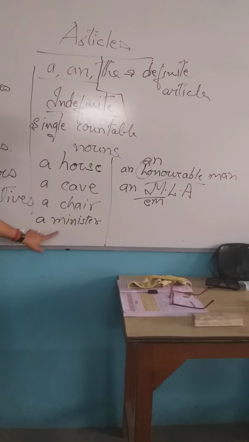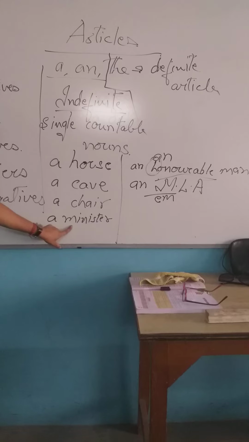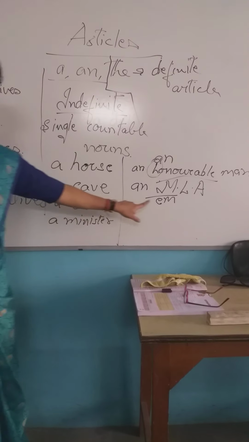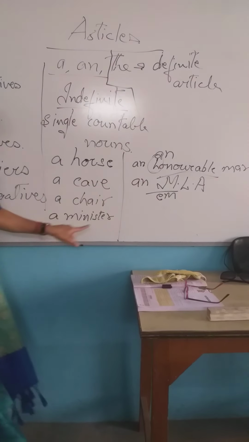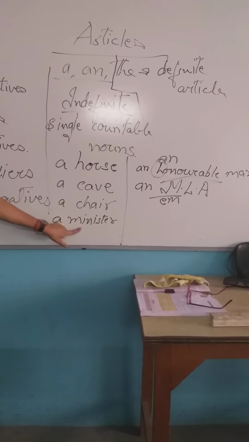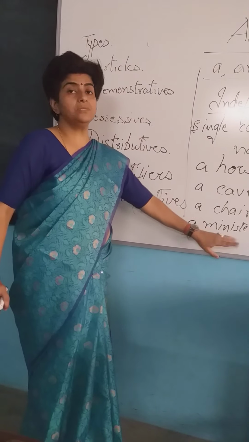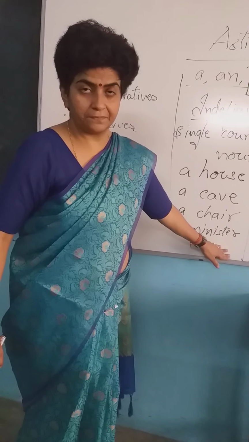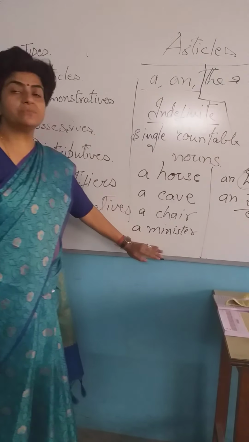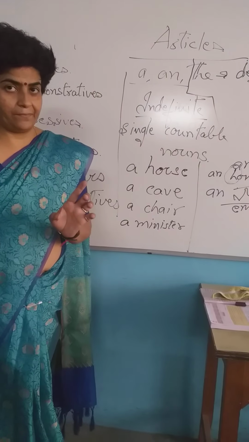Why did I use "a minister"? Because here "M" is the same alphabet, but it was pronounced as "M" here, while there it was not pronounced as "minister". It is starting with the "M" sound, and that is why it becomes "a minister". Although the better option with "minister" will be always to use "the".